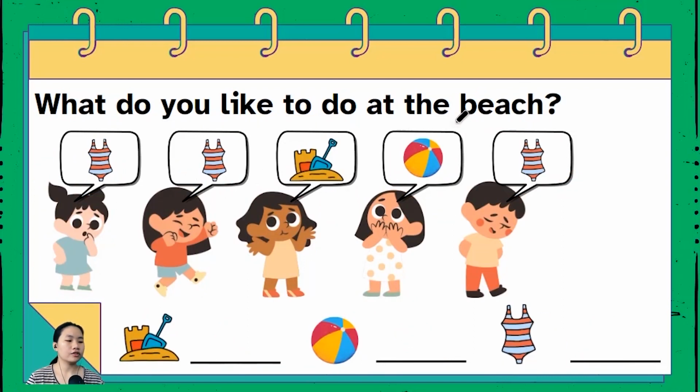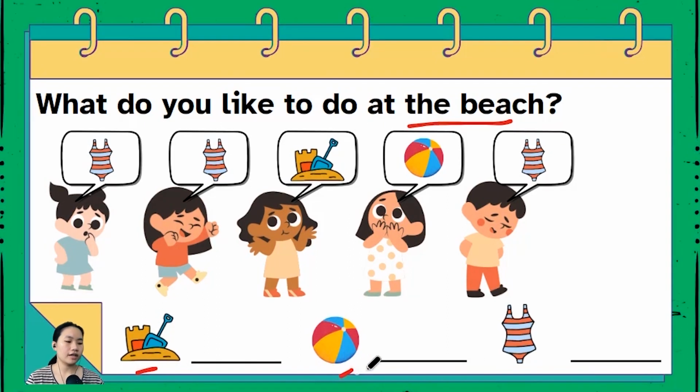Now, what do you like to do at the beach? The 3 following activities are playing with sand or making a sand castle, playing with a beach ball, and swimming, okay? So let's see how many kids like to go swimming, how many kids like to play with a beach ball, and how many kids would rather just build a sandcastle at the beach.